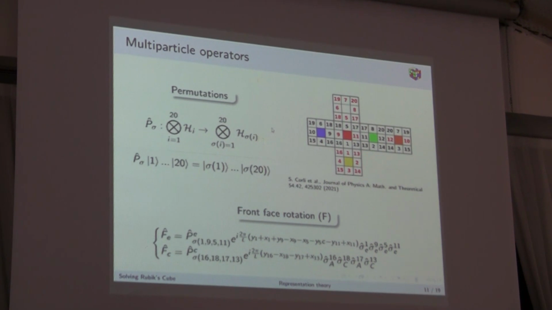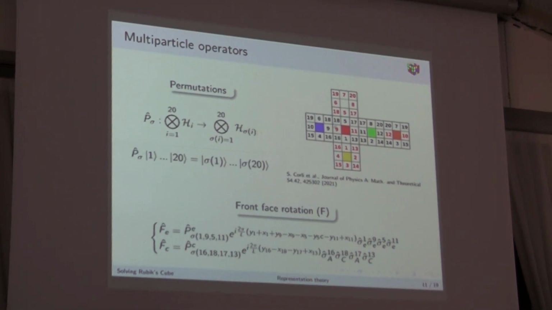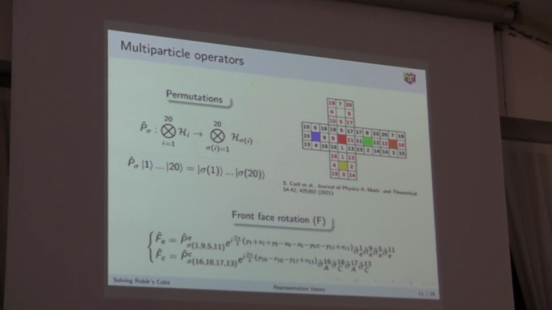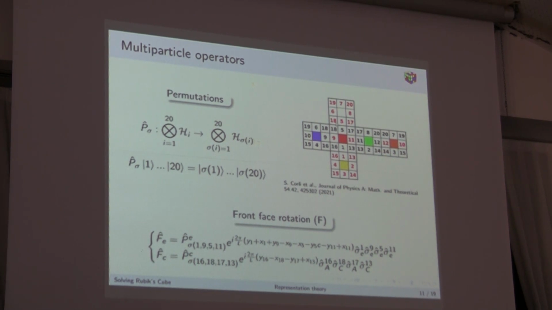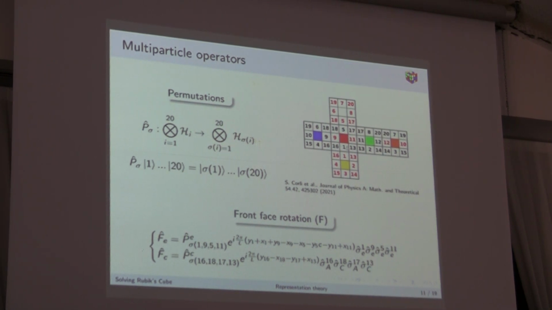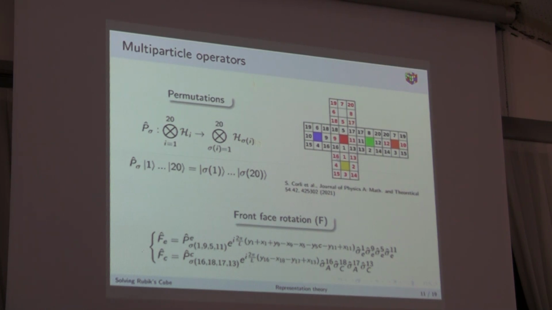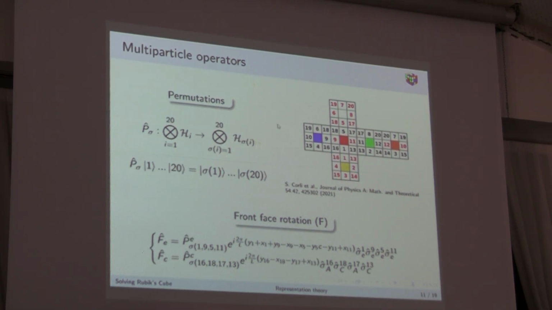We need to label the cubes from the Rubik's cube, as we see here, and the red numbers are the numbers showing the oriented faces. Let's say that when we rotate, for example, the red face, we're moving 1 to 9, 9 to 5, and so on, 16 to 18, and so on. So we need to introduce some permutations, as we see here.